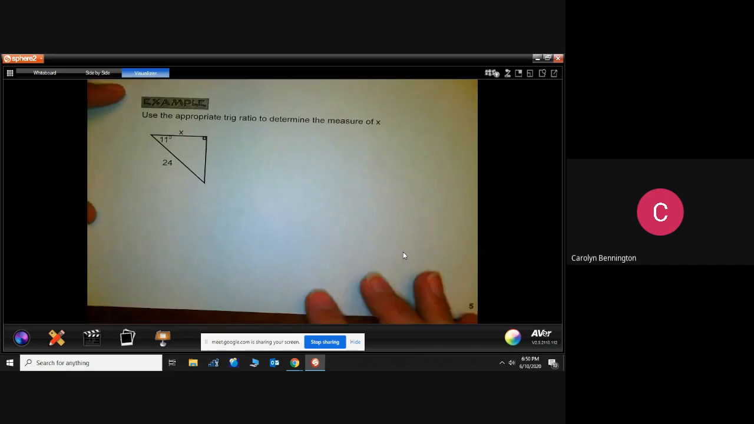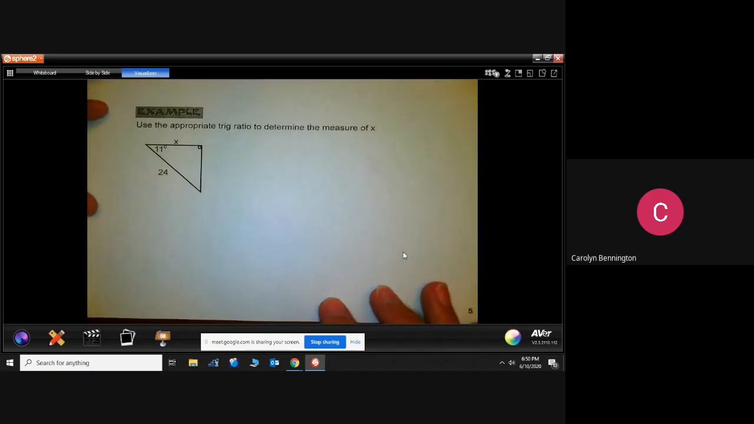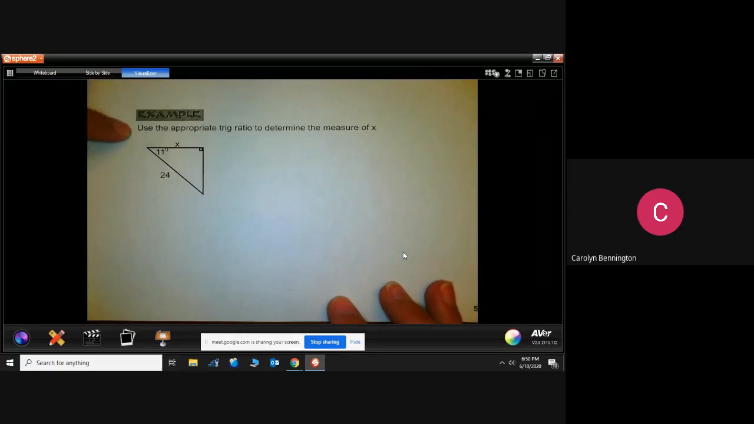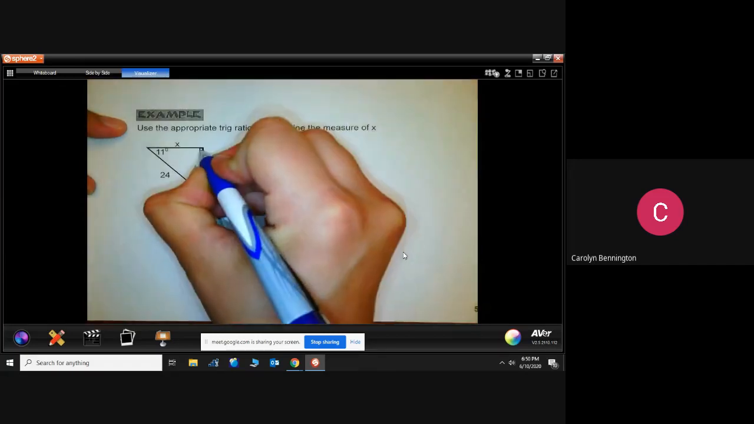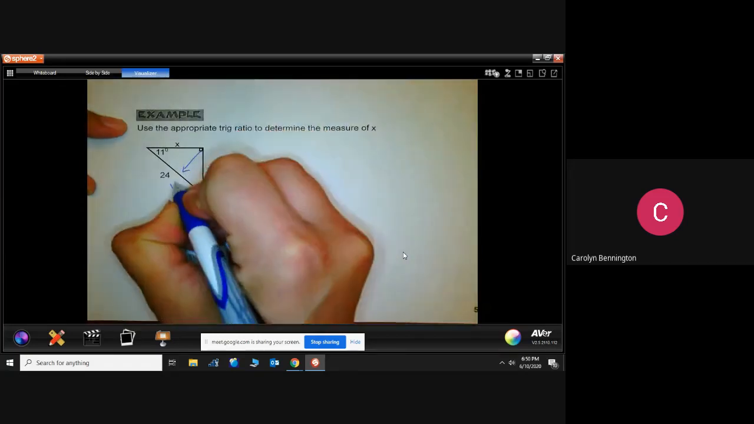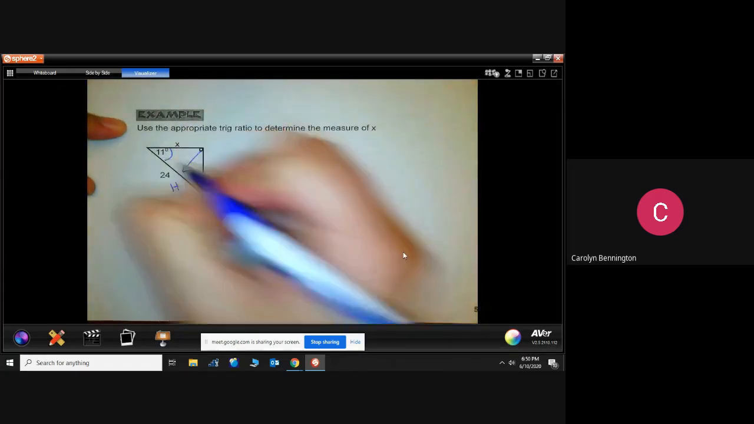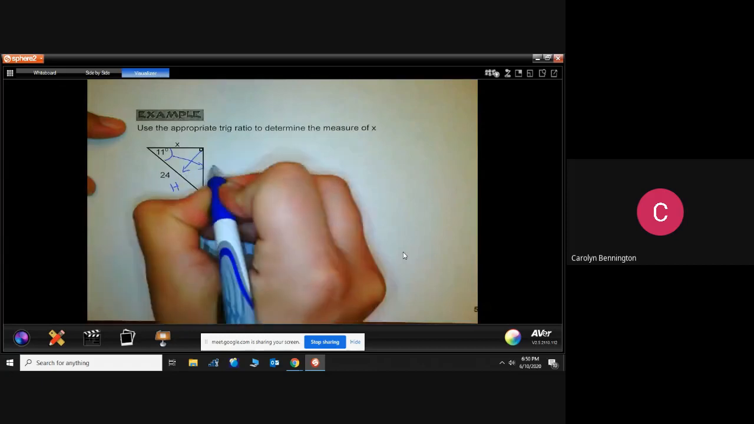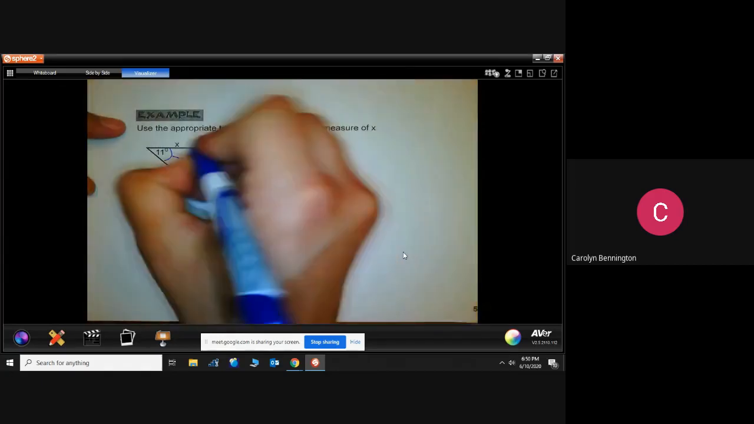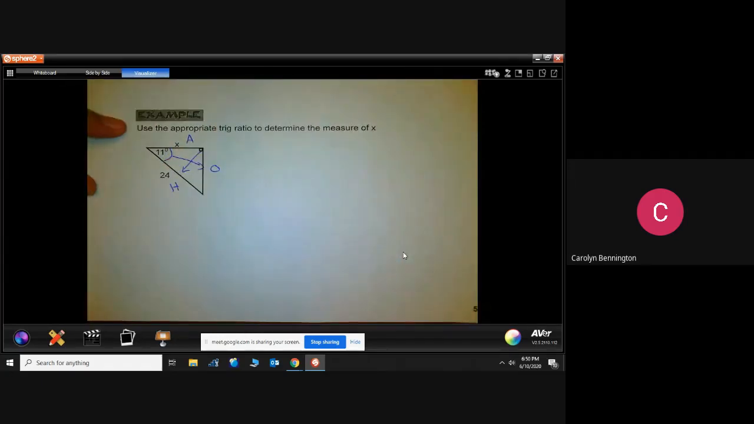So the next example does not tell us what trig ratio we need to use. It just says use the appropriate trig ratio to determine the measure of x. So we have to figure out, are we going to use sine or cosine or tangent? So first we do need to label the triangle. So here's our 90 degrees. Directly across from that is our hypotenuse. We've got an angle of 11 degrees. Directly across from that is our opposite side. And then that third side is our adjacent side.